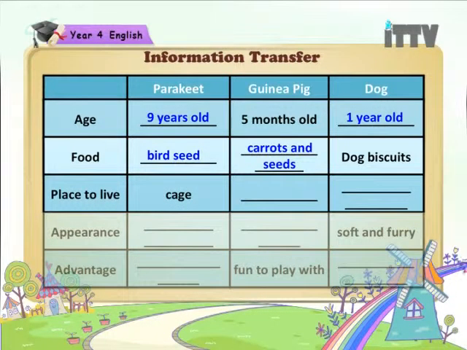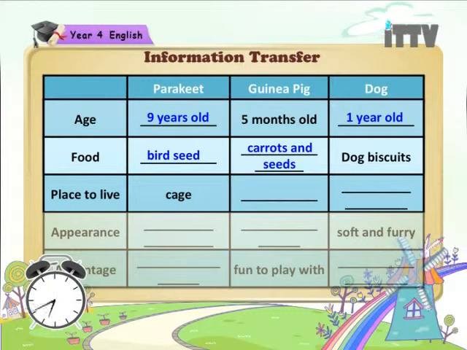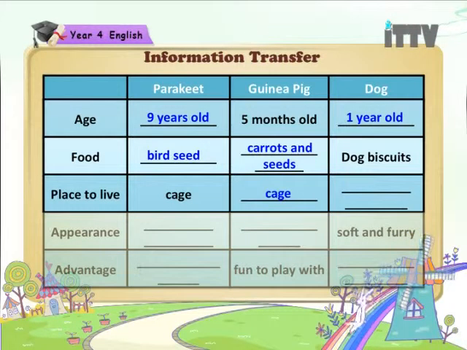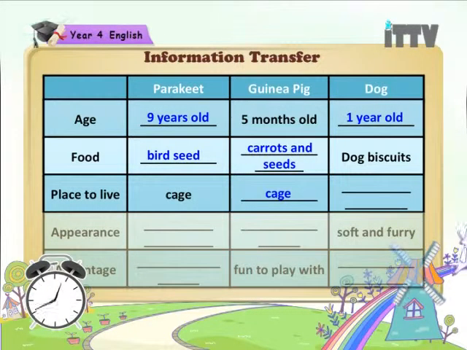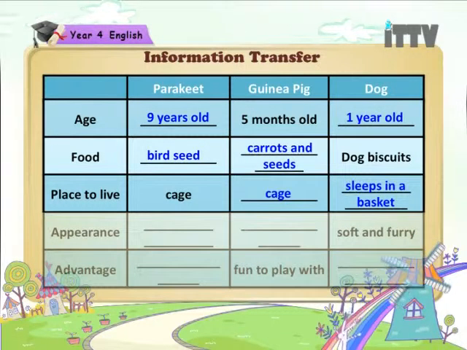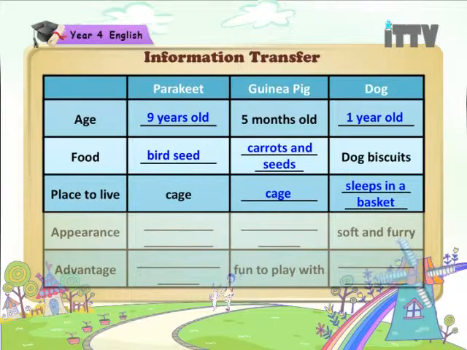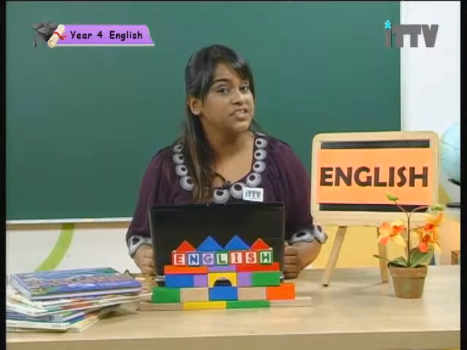Now, let's go on to the place to live. Now, the parakeet lives in a cage. What about the guinea pig? Yes, the guinea pig also lives in a cage. Alright, what about the dog? Yes, the dog sleeps in a basket. Well, students, we're halfway through finishing this table.